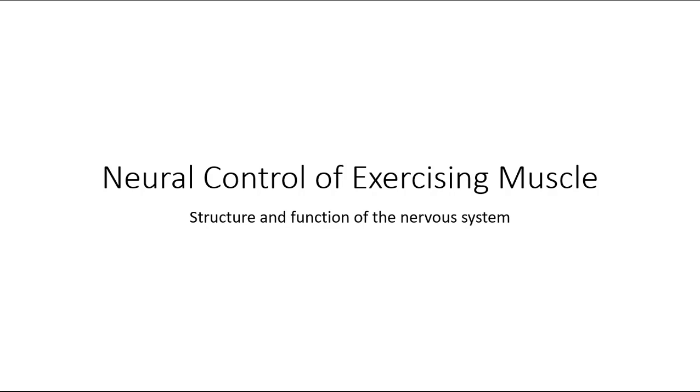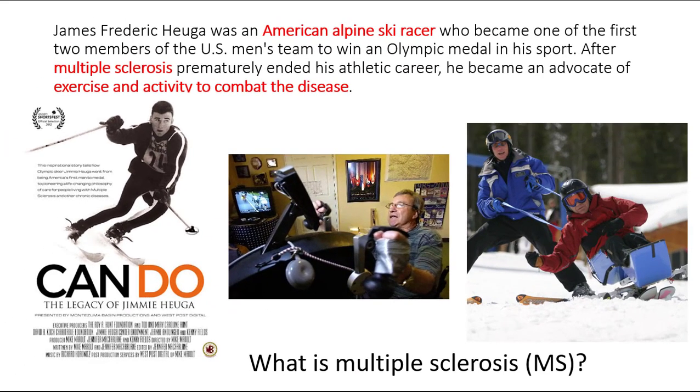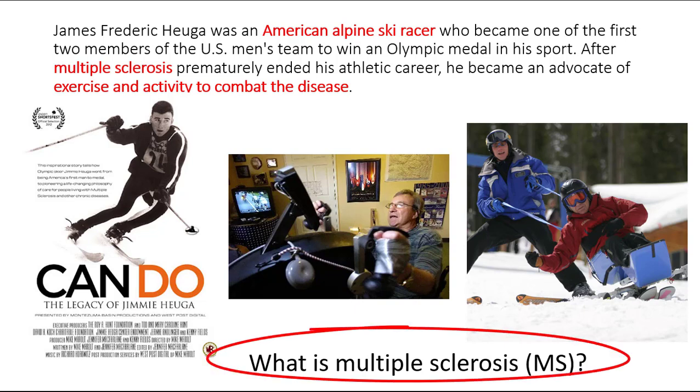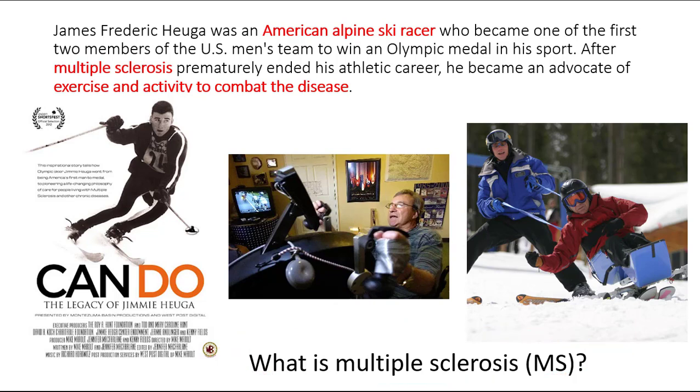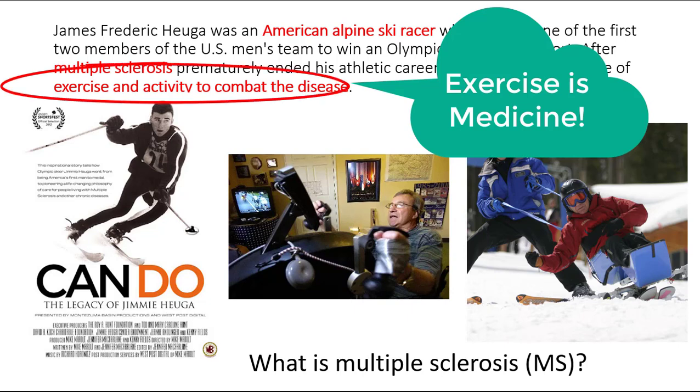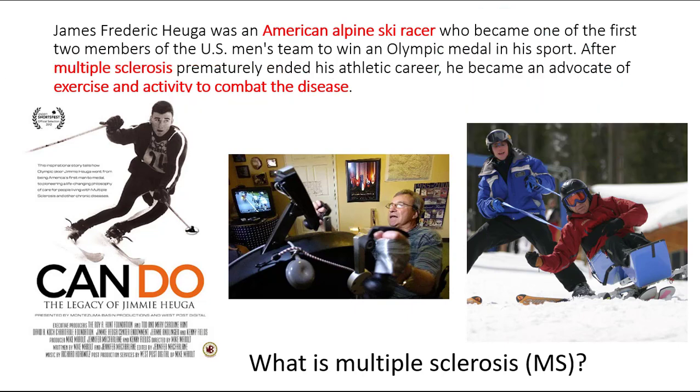Neural control of exercising muscle, structure and function of the nervous system. If you read chapter 3, you know who Jimmy Huga is. James Frederick Huga was an American alpine ski racer who became one of the first two members of the US men's team to win an Olympic medal in his sport. After multiple sclerosis prematurely ended his athletic career, he became an advocate of exercise and activity to combat this disease.